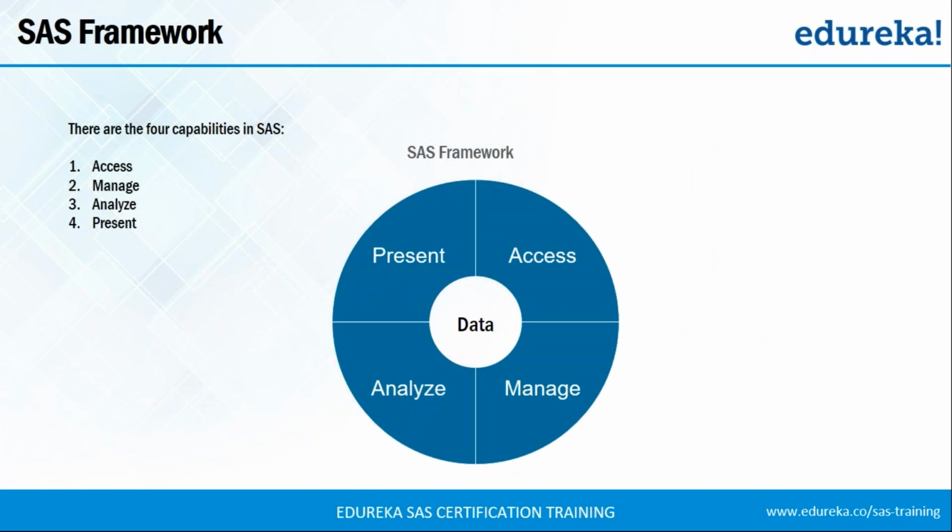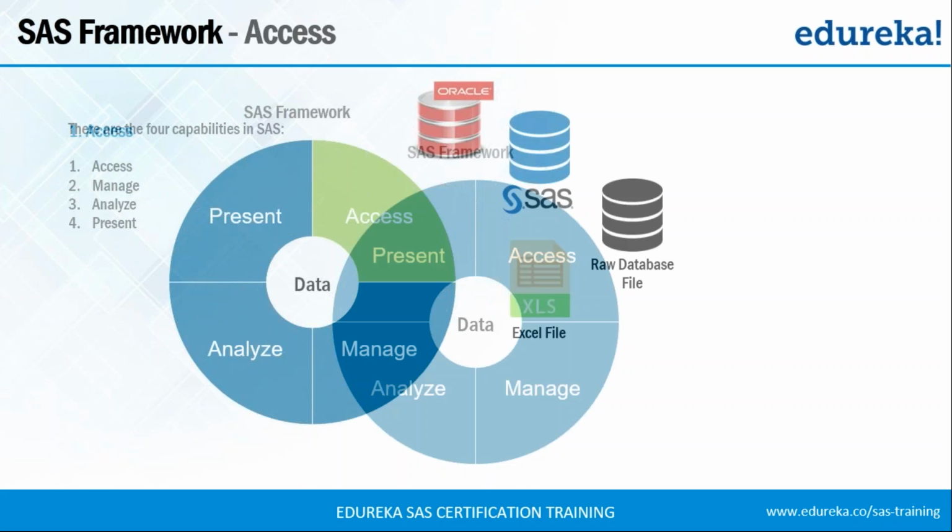Access, manage, analyze, present. In any data science project, these are the four pillars. Access is like data collection. Manage is like data preparation or manipulation. Now, these are, again, I would say, the four phases of the data science project. Then you have analyze, so you're building a model, and then you're presenting the inference from the data.